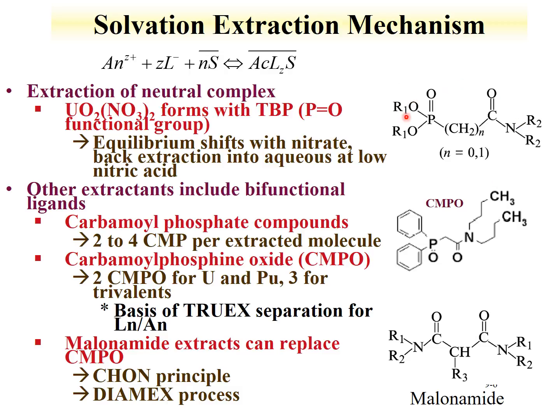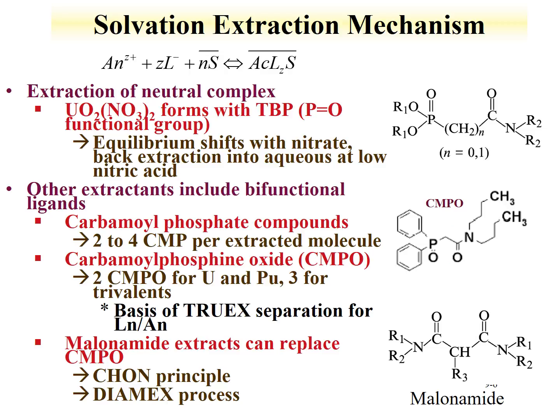Other extraction ligands that can perform this: carbamoyl phosphate compounds, which are shown here. And this is our functional group. Metal ions can coordinate over this moiety. CMPO, a phosphine oxide compound, is the basis for the Truex separations for actinides and lanthanides. Again, the metal ion would coordinate at this location. This neutral species, very hydrophobic, pulls the complex into the organic phase.